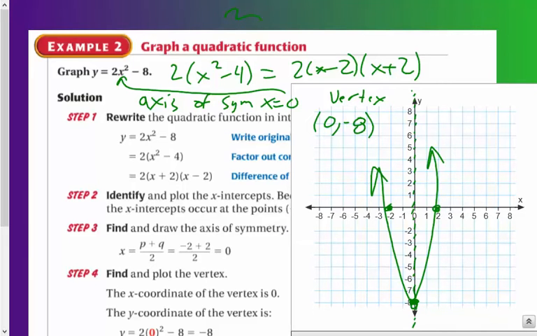Nice and easy. So, if it's not in factored form, you can put it into factored form using all the skills we learned in chapter 9.